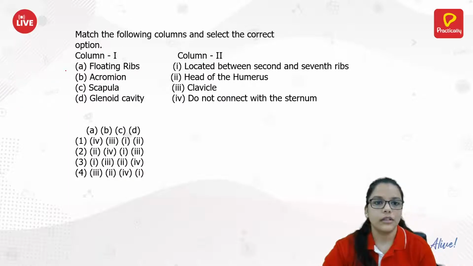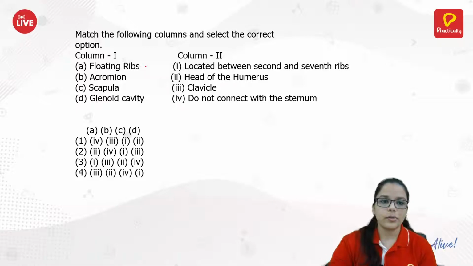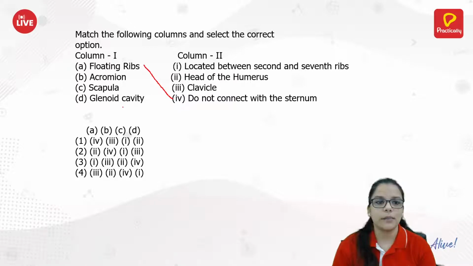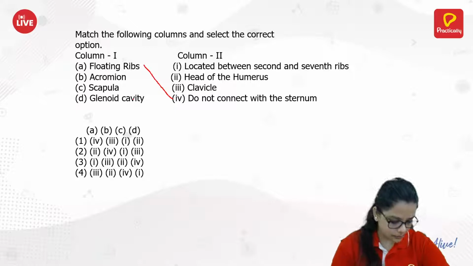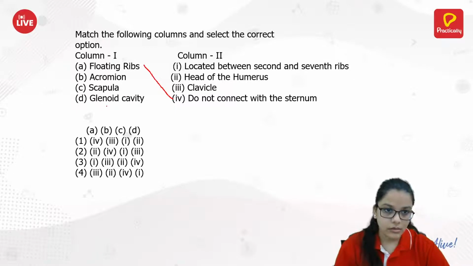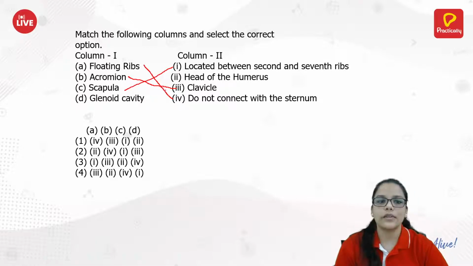Okay, another one. Floating ribs, acromion in the scapula, and glenoid cavity. Floating ribs do not connect to the sternum. So probably the answer is 1. Let's see. 3. Acromion, clavicle. Scapula is located between the 2nd and the 7th ribs, and the glenoid cavity holds the head of the humerus.